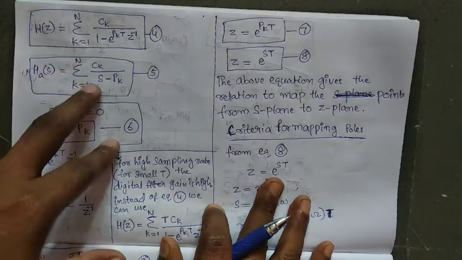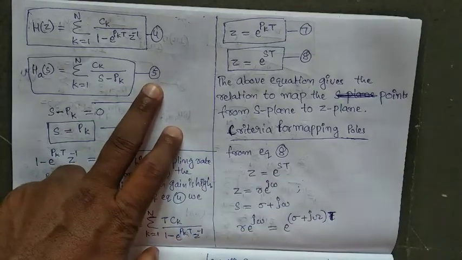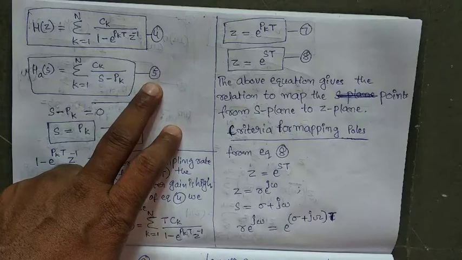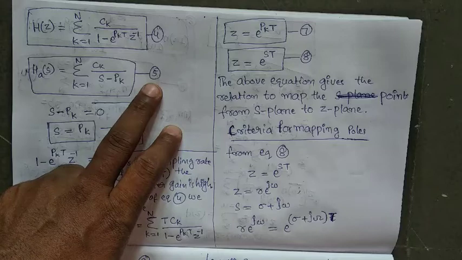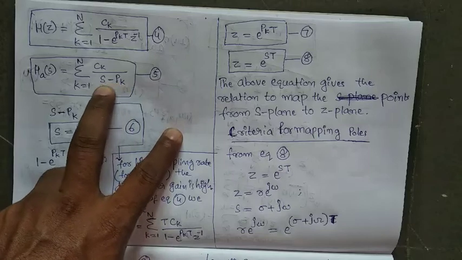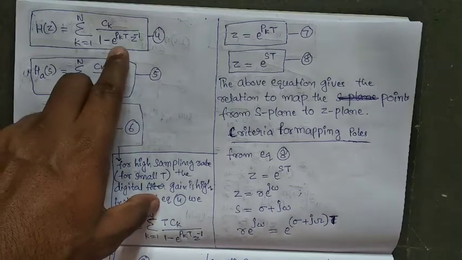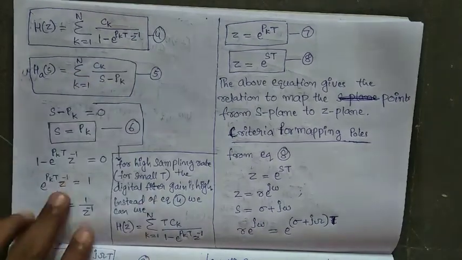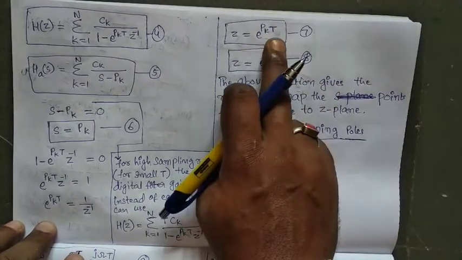Summation k is equal to 1 to capital N, ck by s minus pk. I am taking this as equation 5. Here we are observing the relation in terms of mapping poles from the S plane to the Z plane. Simply we are equating the denominator polynomial of equation 5 to 0, which means s is equal to pk. Similarly, equating the denominator polynomial of equation 4, we observe z is equal to e power pkT.